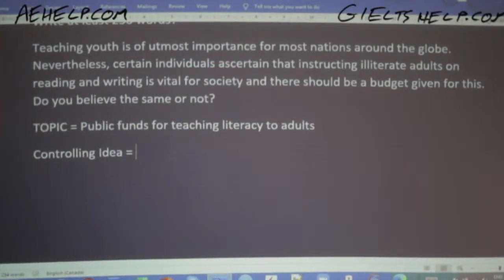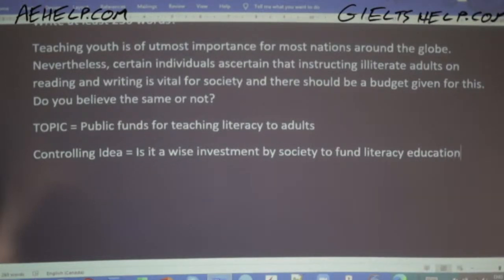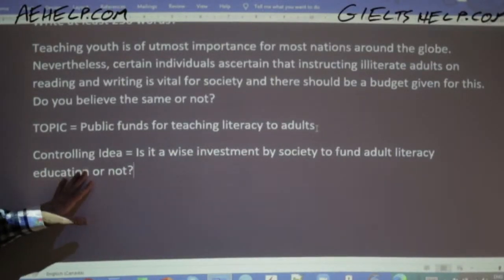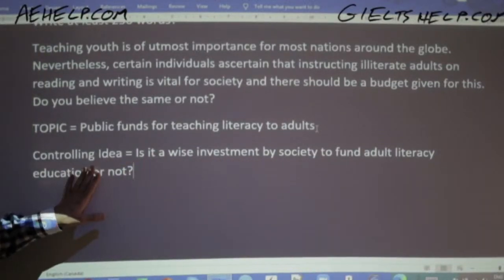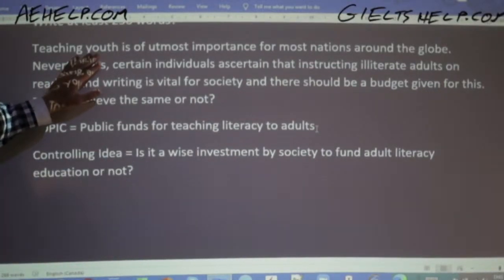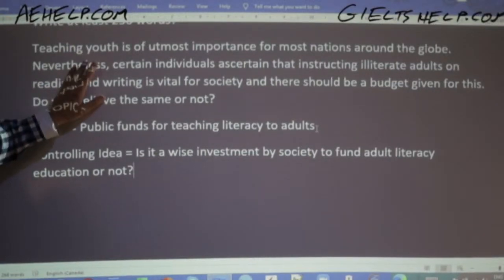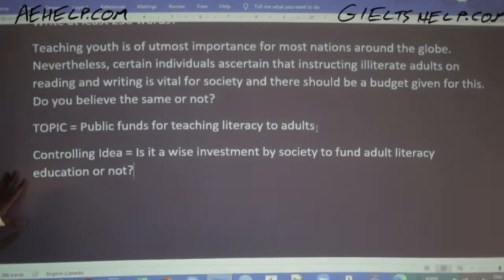So, okay, the controlling idea here is: is it a wise investment by society to fund literacy education, adult literacy education, let's keep it simple, or not? Okay, so that's kind of the controlling idea. So is it a good investment of public funds, of taxpayer money? Or is it a bad investment? Is it better to put that money into educating youth, for example? Okay. All right. So that's where we're going with this.